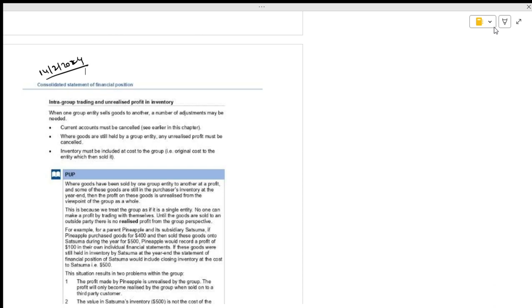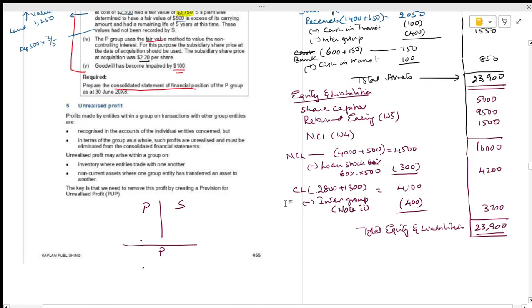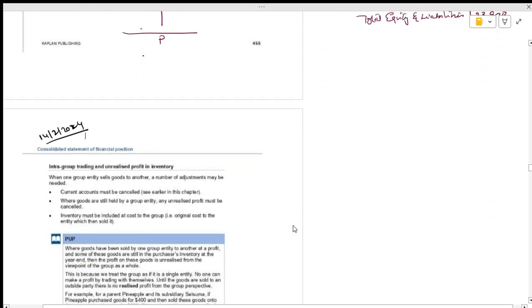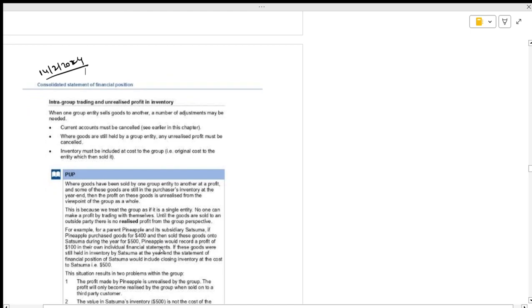Now, see the things. What happens? Just a recap, okay? What we have done? We have done five steps: group structure, NCI, net assets, goodwill, NCI, and retained earnings. We have done revaluation, impairment, and post acquisition profits. The same thing will continue, okay?